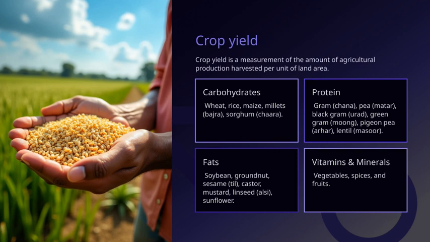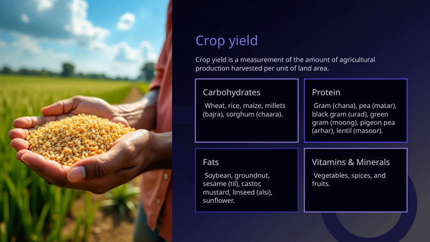Next, we have fats, which come from crops like soybean, groundnut, sesame, also called till, castor, mustard, linseed or algae, and sunflower. Fats are essential for various bodily functions, including energy storage and cell structure. Then there's protein, which is crucial for growth and repair. Common sources include gram, also called chana, peas or madder, black gram or urad, green gram or mung, pigeon pea, known as arhar, and lentils like masoor. These are especially important in vegetarian diets.